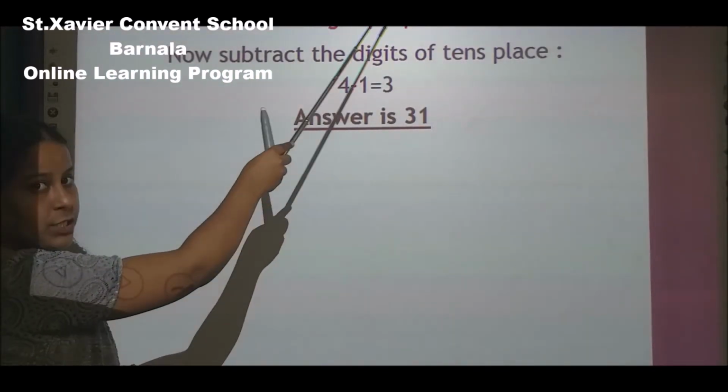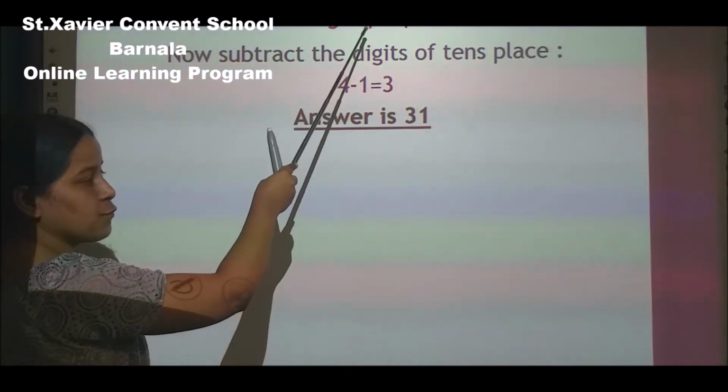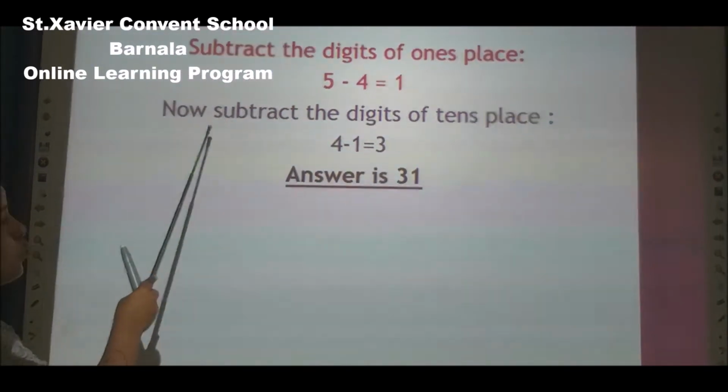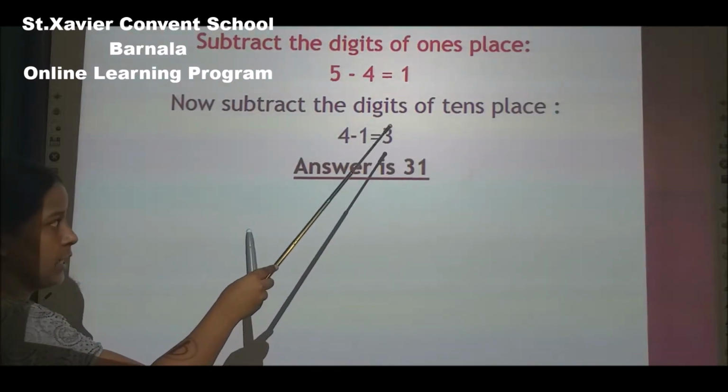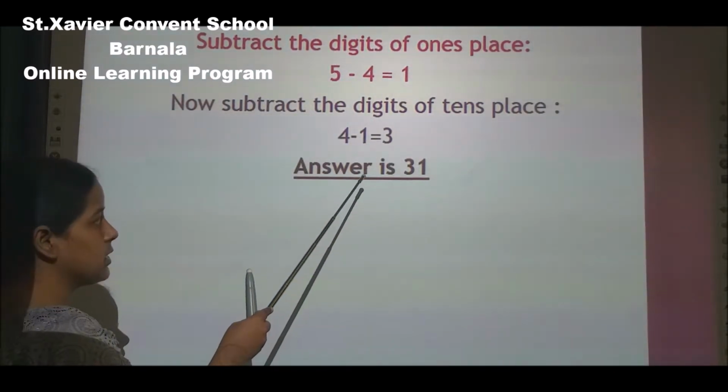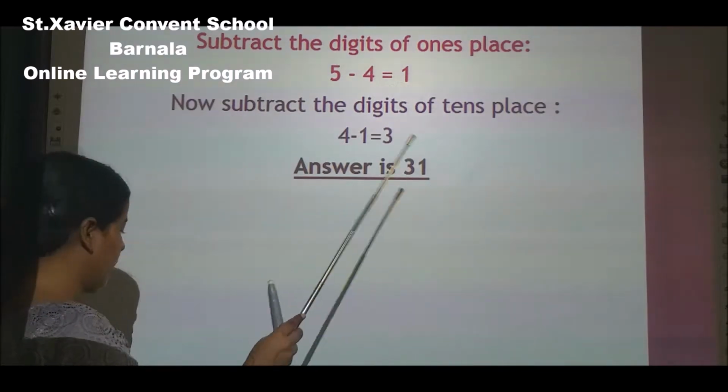First we subtract the digits of ones place. 5 minus 4 is equal to 1. Now subtract the digits of tens place. 4 minus 1 is equal to 3. After that we get the result, the answer is 31.